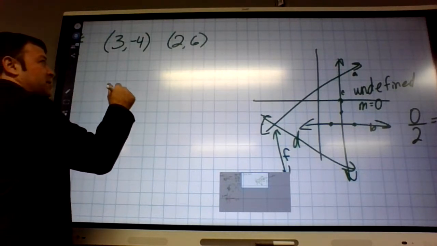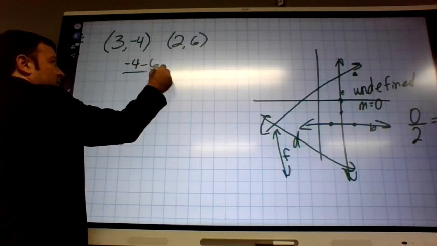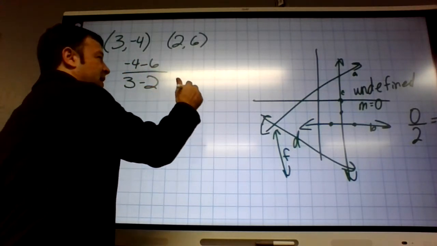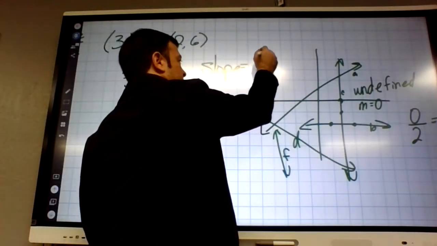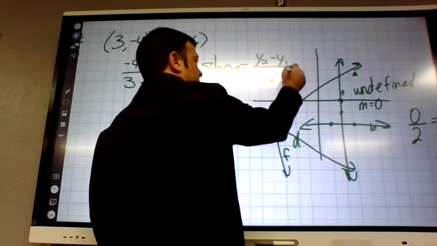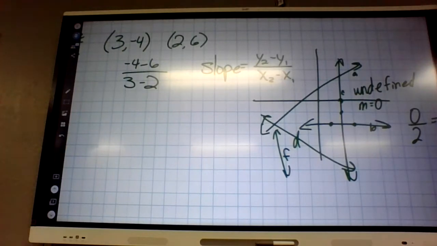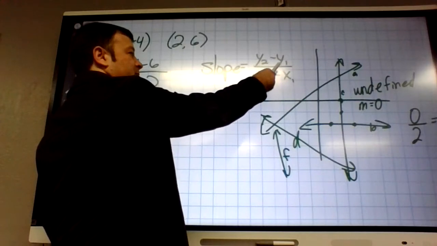So what's y minus y going to be? 4 minus 6, over x minus x, 3 minus 2. Okay, now maybe I should mention the actual formula, if you see it in the book, it will look like this. Have we seen those little 2's and 1's before? They're in science. It just means the second y and the first y.